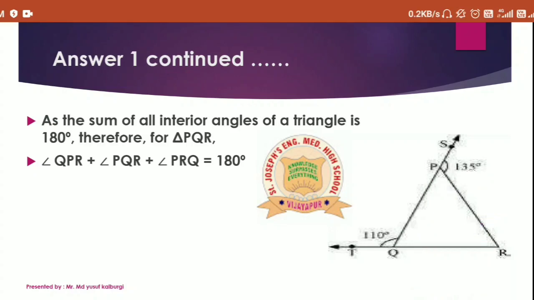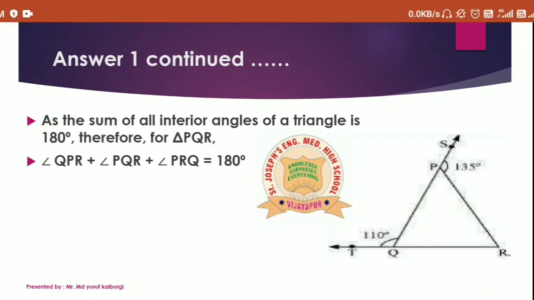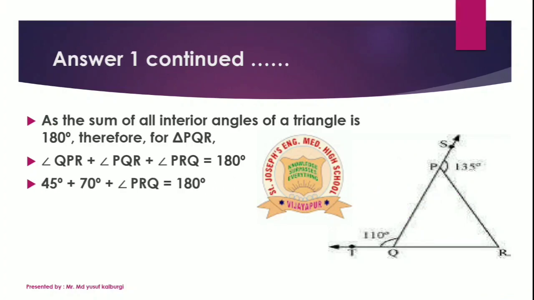So we know two angles. Which are the two angles? This one is 70 degrees and this one is 45 degrees. We have just found them. Substituting those values, QPR is 45 degrees and PQR is 70 degrees.